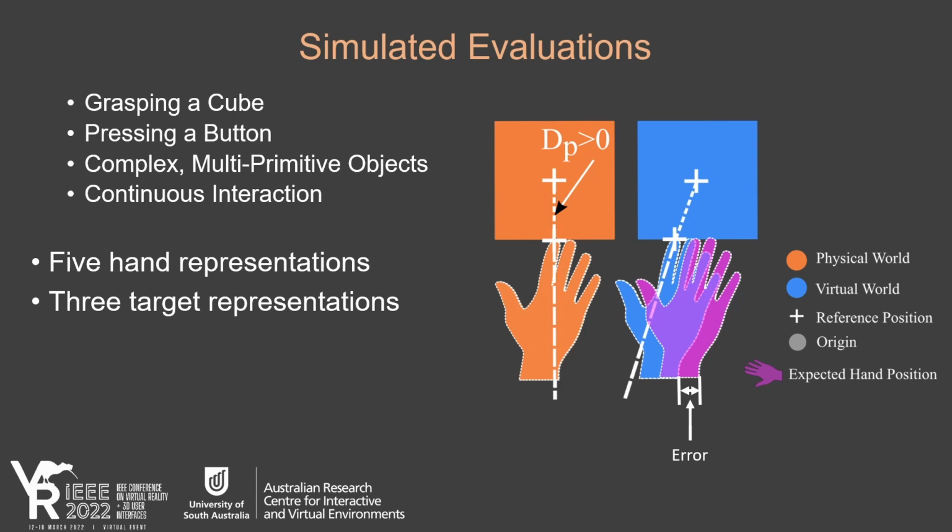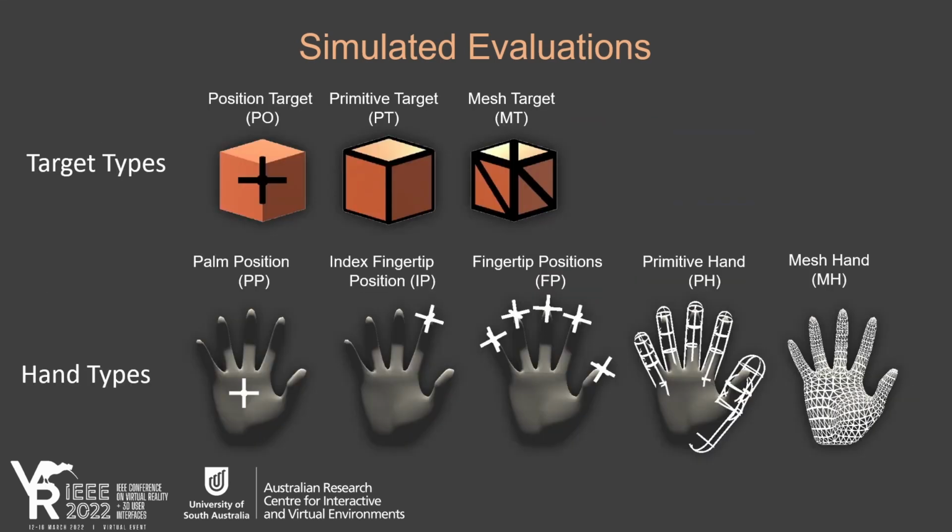We conducted 4 simulated evaluations to quantify the performance of shape-aware haptic retargeting. The simulations were selected to represent a variety of interactions and configurations. To measure the performance, we measure the distance between the actual hand position and the expected hand position in each simulation. We tested 3 target types and 5 hand types. The target types are position, primitive, and mesh, and the hand types are palm, index, fingertip, all fingertips, primitive, and mesh. For each simulation, the hand is pre-posed for the interaction.